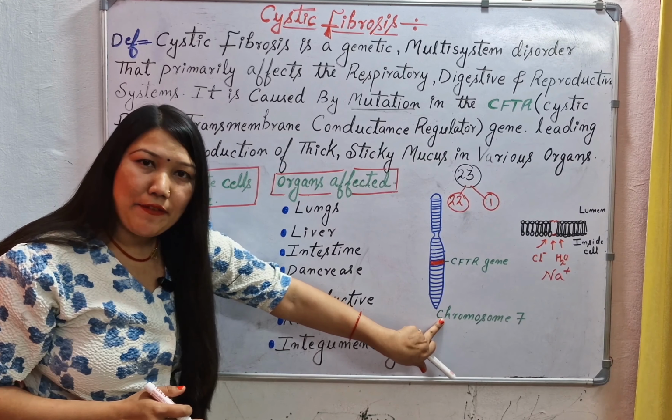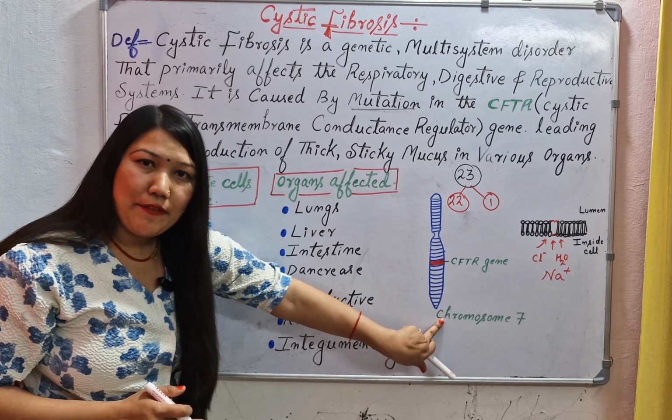This CFTR gene produces a protein known as CFTR protein, and this protein regulates the chloride, sodium and water balance inside the lumen. If this gene is mutated, then the phenylalanine or CFTR protein will not be generated, and this balance will not be maintained. That's why thick sticky mucus will generate inside the lumen or free space, in various systems and various organs.